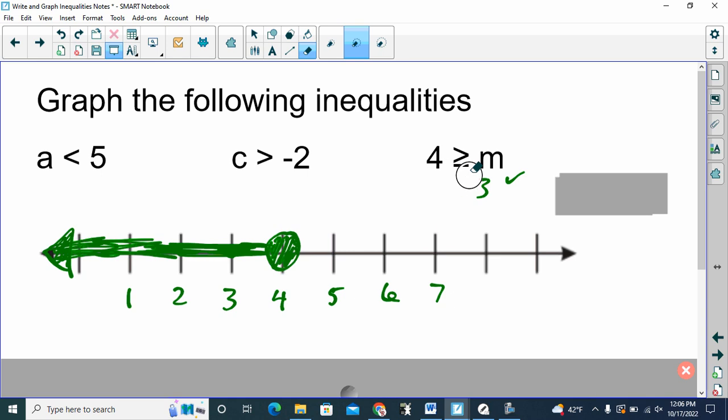If you're going with the arrow method, that arrow method only works if the variable comes first. So I could rewrite this with the variable first. Notice the 4 is bigger. So when I rewrite it, the 4 still needs to be bigger. And now if you draw that arrow in, it does point to the left, which is the way that we should shade.